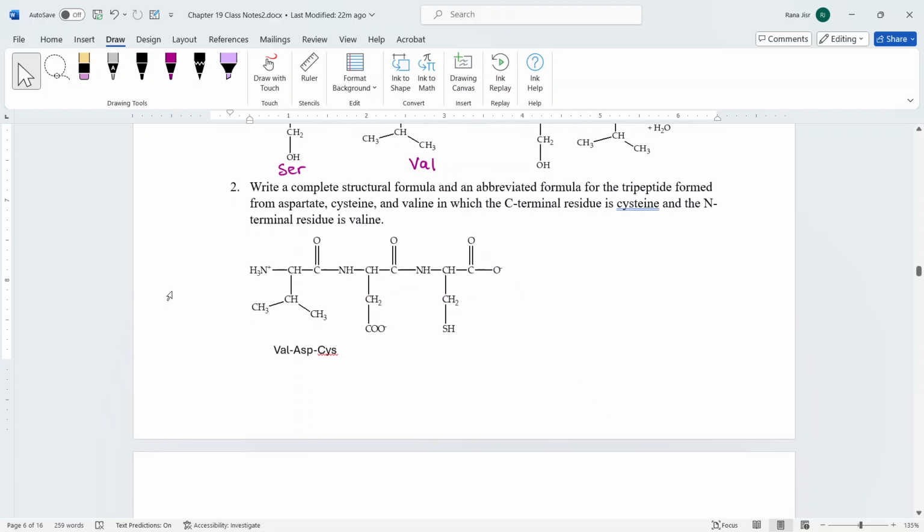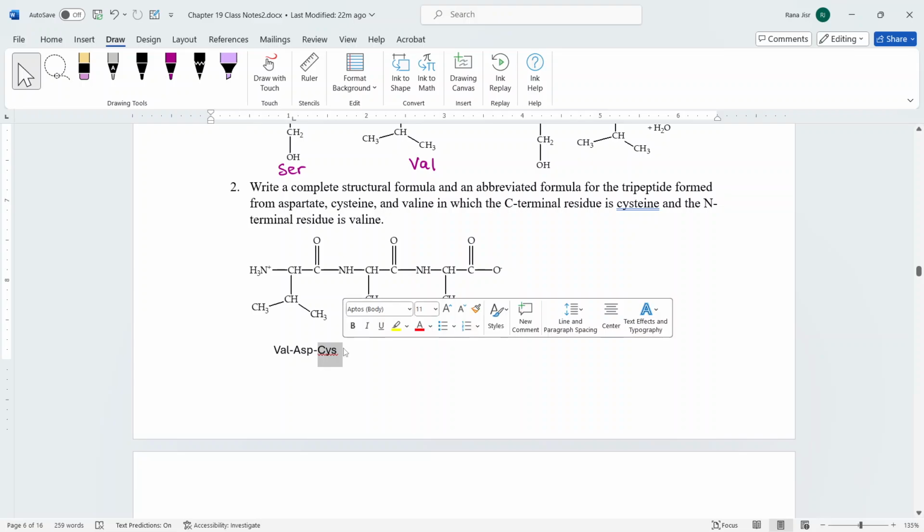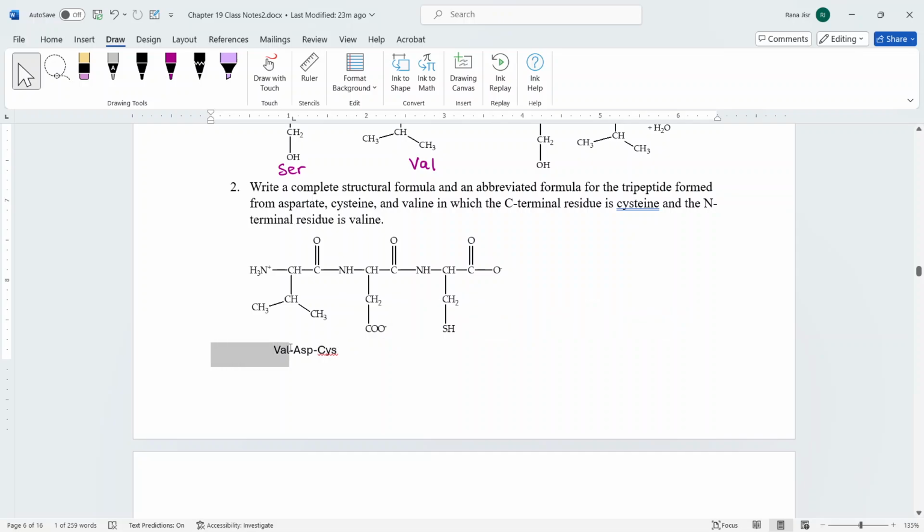Another problem, write the complete structural formula and the abbreviated formula. They need a tripeptide, and that tripeptide needs to be formed from aspartate, cysteine, and valine. Now, I need to indicate to you the sequence of the connectivity of these three amino acids in the question. So here it says that the C terminal is cysteine. This means that you end in cysteine, okay? And the N terminal is valine. This means that you have to start with valine.